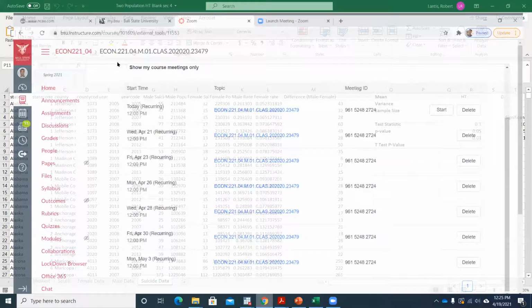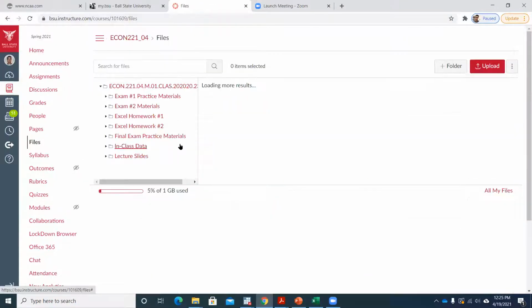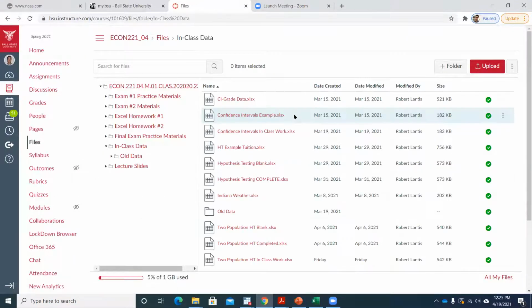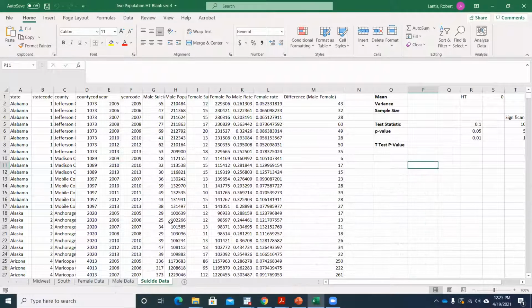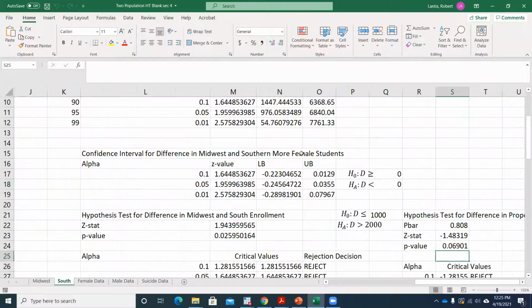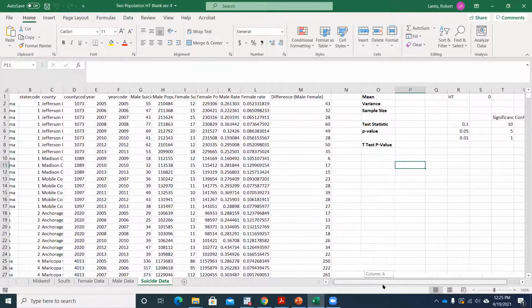I actually believe I kind of remember doing this. Hopefully I did. So I have the one that's up to date with all the work we've done in class. If you want to pick up from this one, you can, but the original file that we've been working on is this blank one. So we did some stuff on the male data sheet and the South data sheet. So let's look at this suicide data.